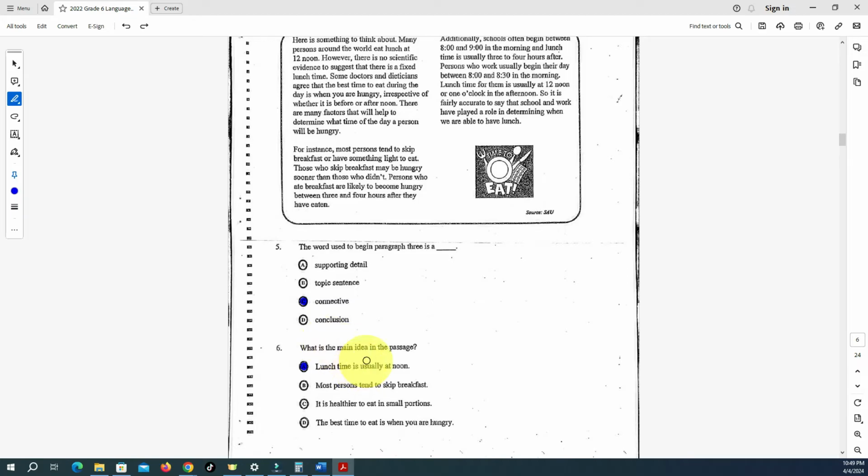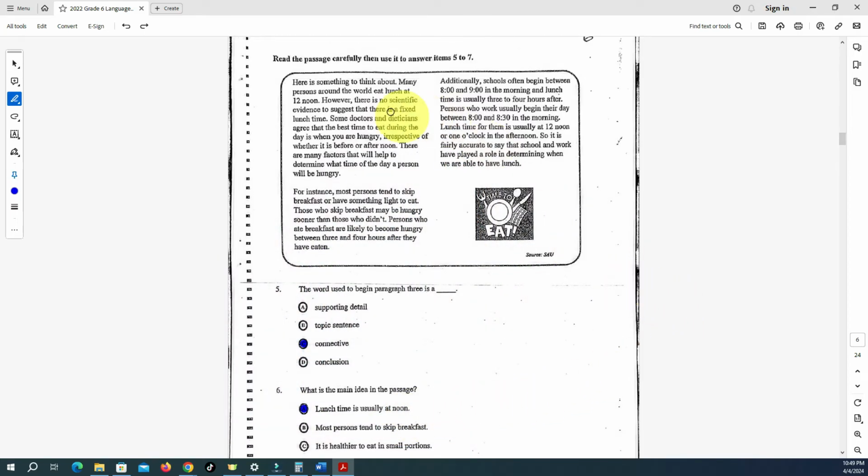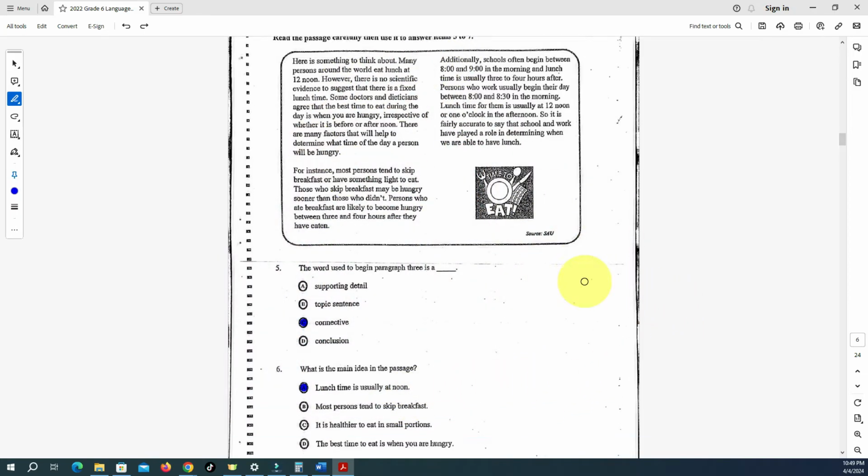What is the main idea in the passage? I chose "lunchtime is usually at noon." So I think that's it. Okay.